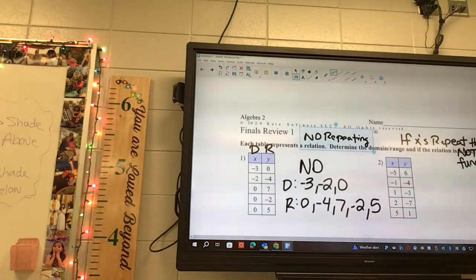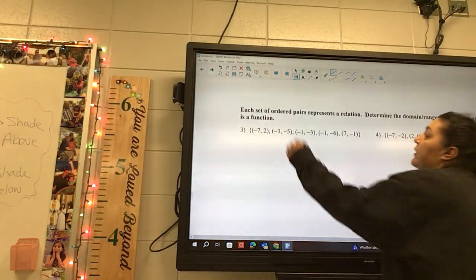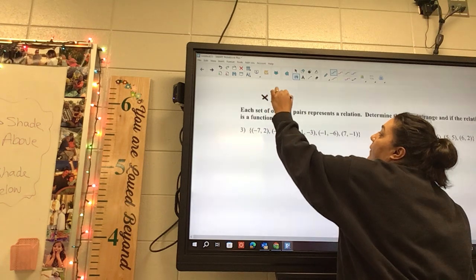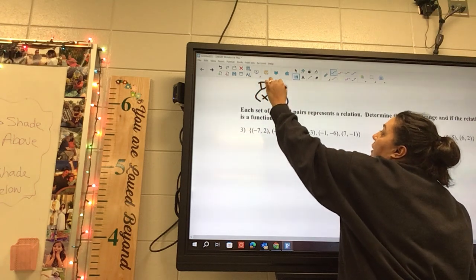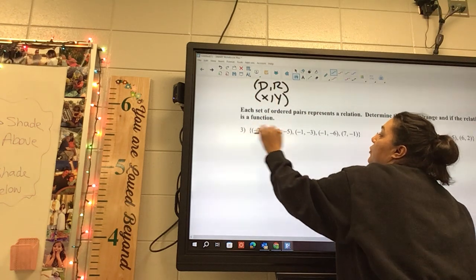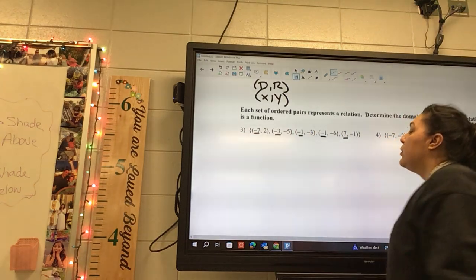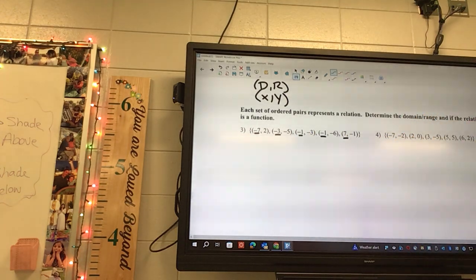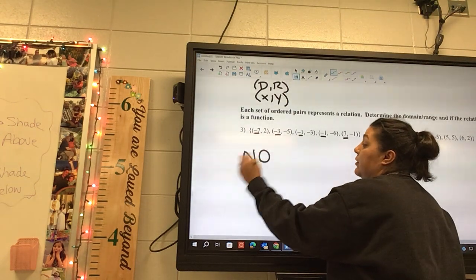Okay, number 3 is going to be the same. Do any of the x's repeat? It goes like this: x, comma, y, or in other words, d, comma, r. Every first piece is the domain. So do any of those repeat? Yes, they do. What is it? -1. So my answer is going to be no, it's not a function for starters.